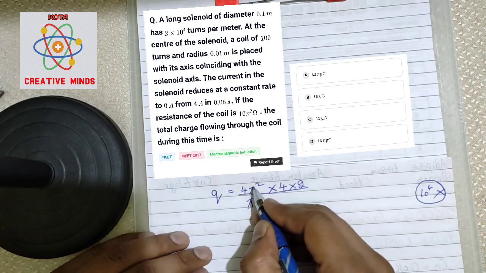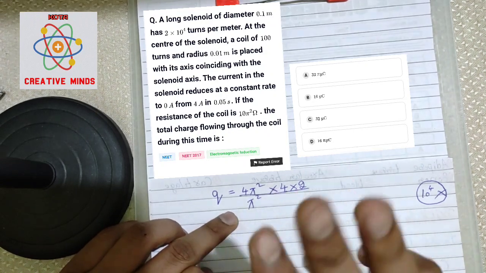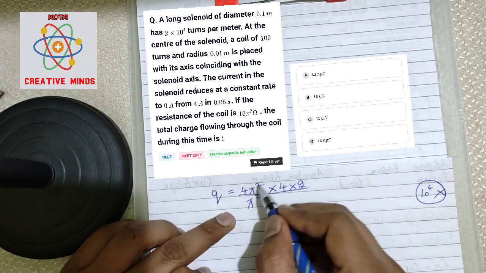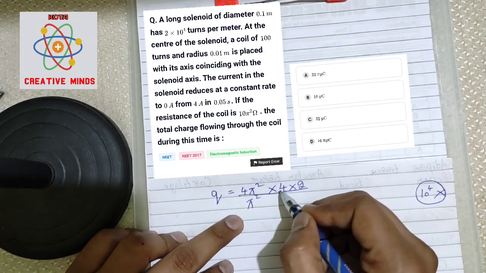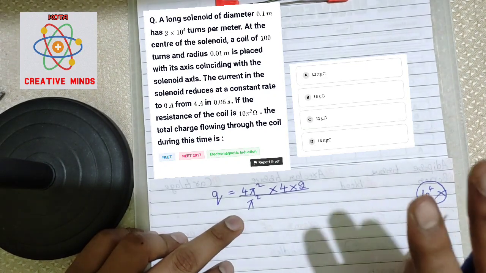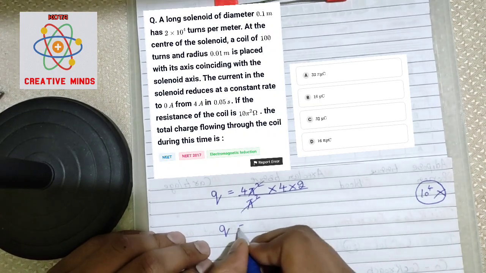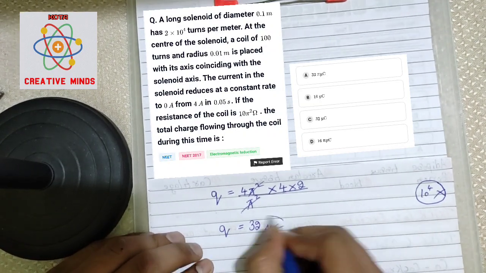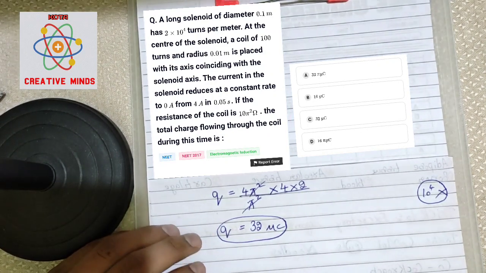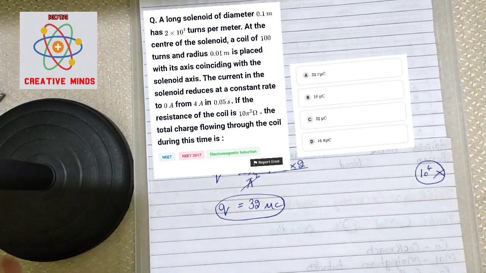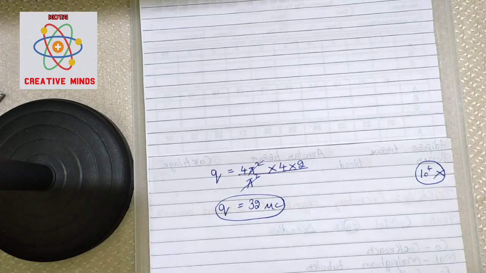Write my shortcut number first, then write the resistance value, multiply with the current and number of turns. Just 3 steps you have to keep in mind. Q is equal to 4 pi square, divided by resistance number, into current and number of turns. That's all, nothing else. Now you can cancel this pi square, then finally your answer will be 32 microcoulomb. See, in 2 lines you got your answer. Very simple. Alternating current is one of the easiest chapters in physics. With a small concept and practice, it can easily be solved.